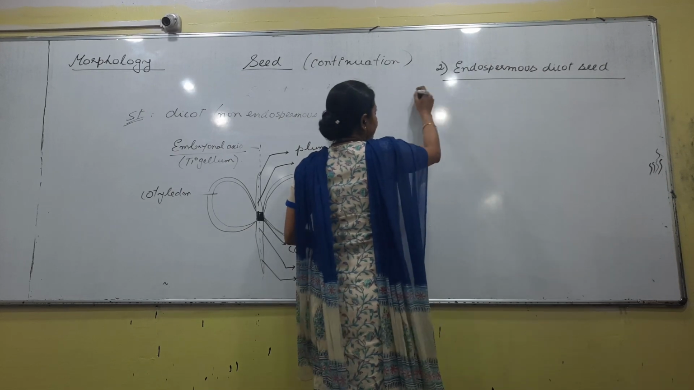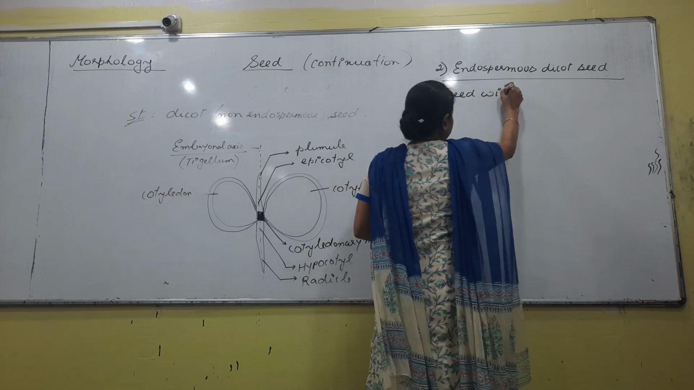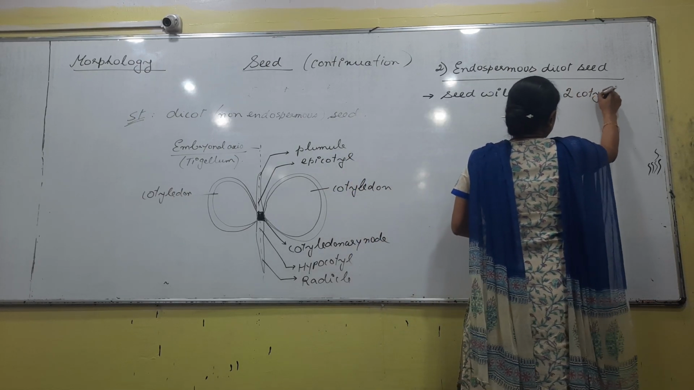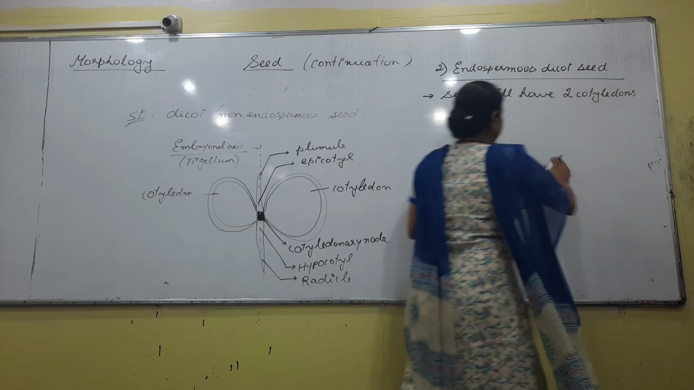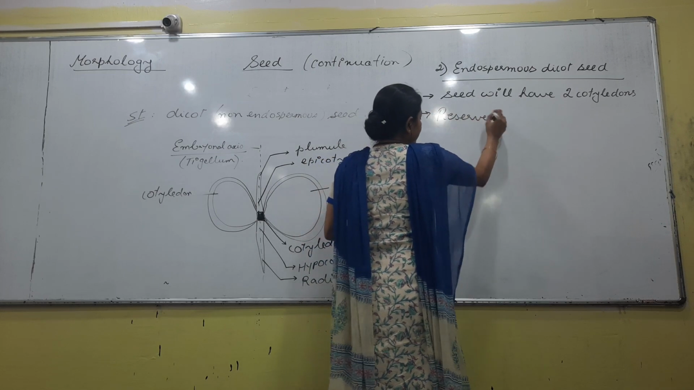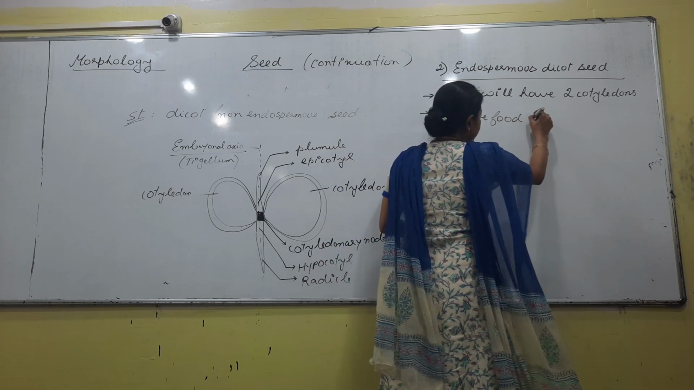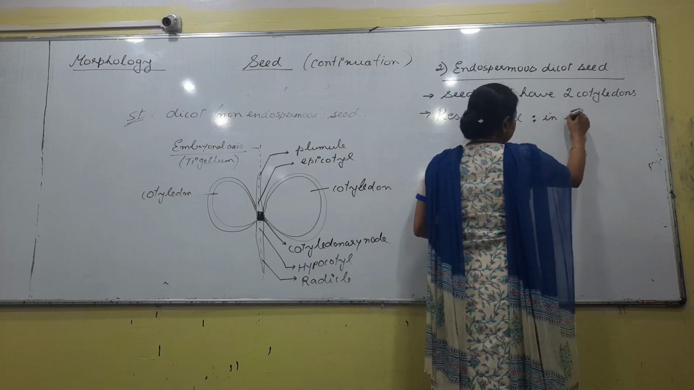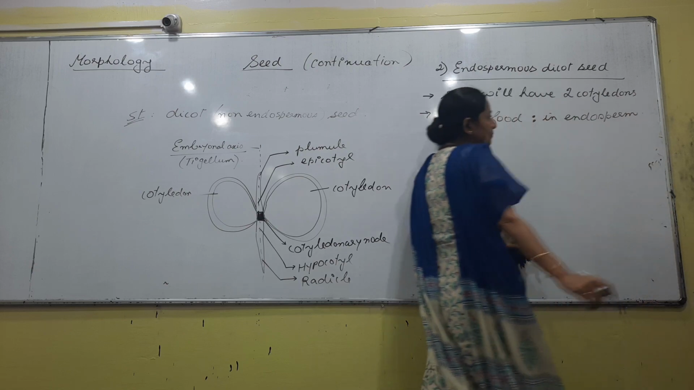Since we are talking about a dicot, then obviously the seed will have two cotyledons. Inside the seed, we know reserved food is present. So, in case of an endospermous seed, reserved food is present in which part? It is present in the endosperm. Is this point clear?